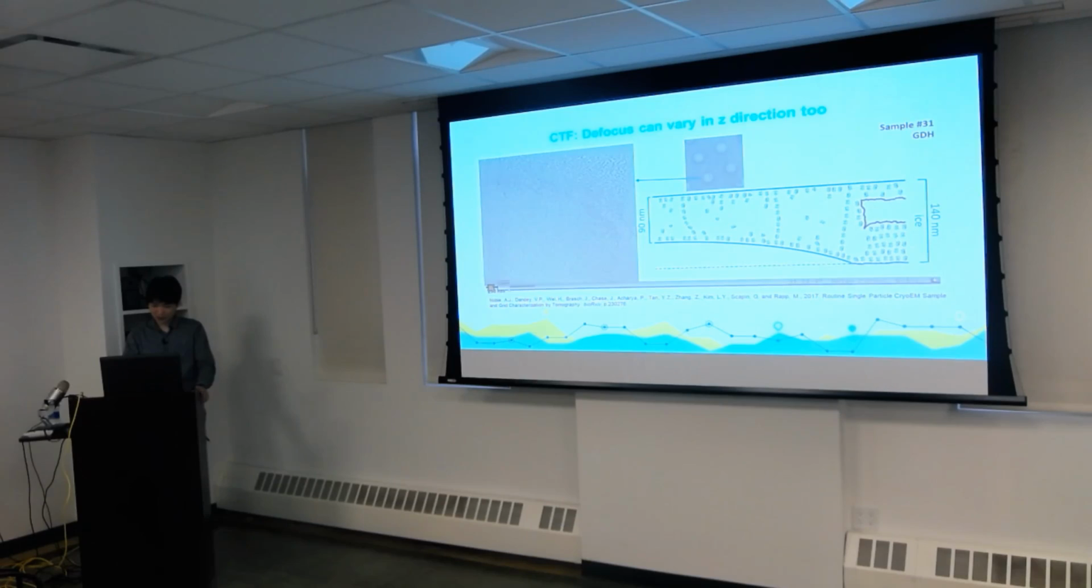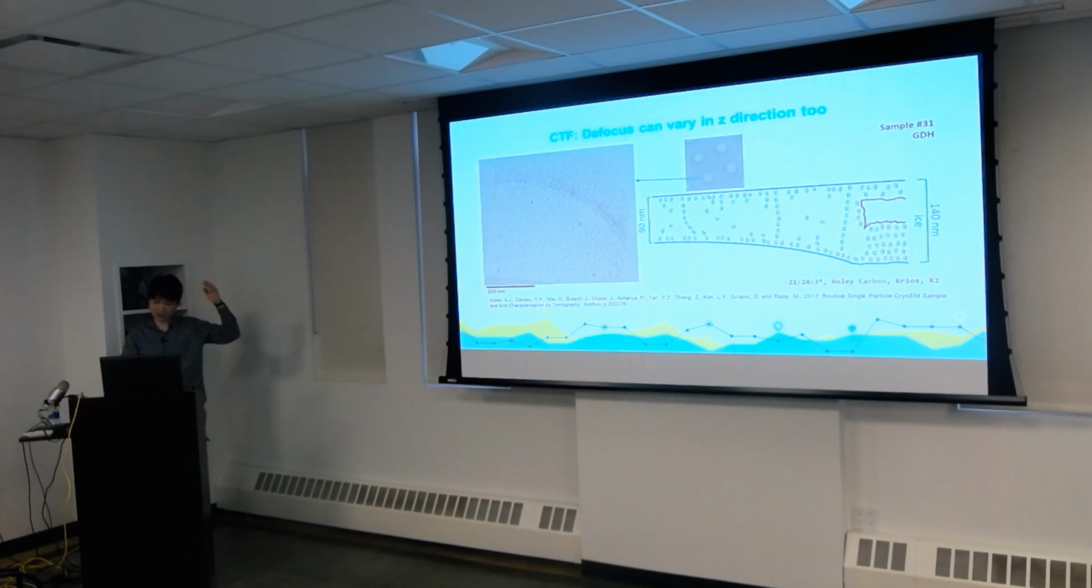So the idea is that all these particles, even though you think they lie on a flat plane, are actually not. The ice has a specific amount of thickness, and the particles can be oriented in the ice in the top layer, the bottom layer, as well as the middle. Although this is more atypical, there are definitely particles that form a single layer in vitreous ice. There are cases like that where the particles form two layers. What that means is that particles on the top and the bottom have a different z height in the z axis.